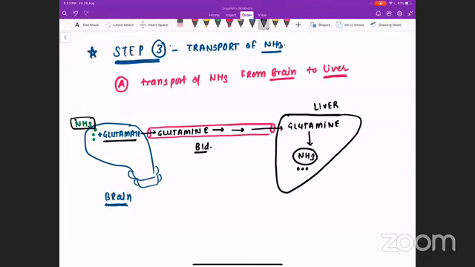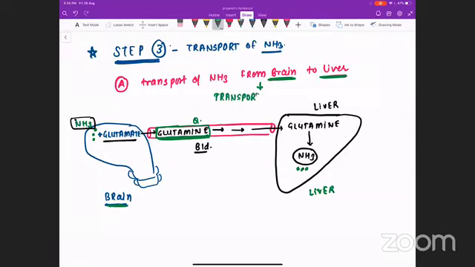So now you can easily appreciate that the ammonia all the way from brain to liver is transported via a special molecule in the blood. The name of that molecule is glutamine. The reaction part is not important. What is important is the information which I am highlighting with the green color. So what they will ask is, what is the name of the transporter of ammonia from brain to liver? Who is going to transport the ammonia from brain to liver? That is glutamine.